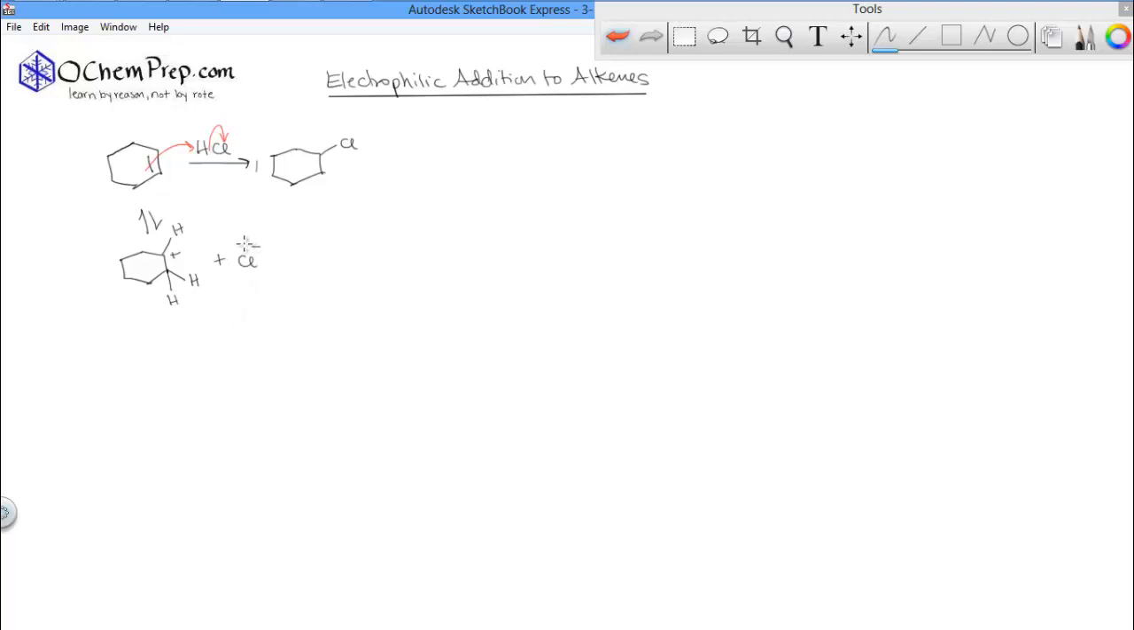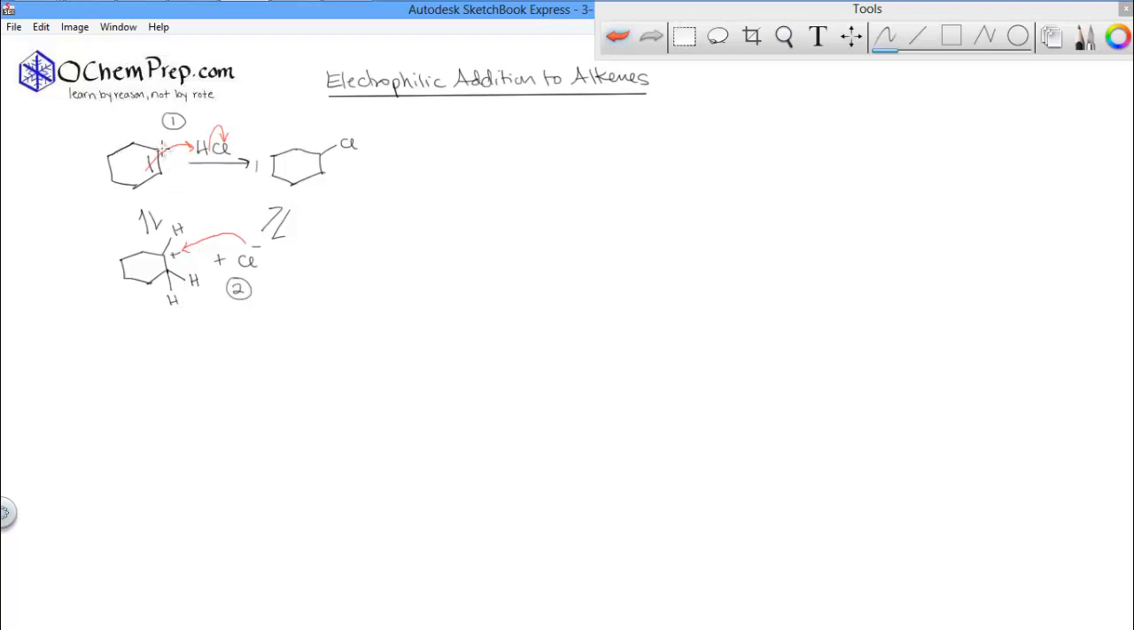Now the next arrow links the chloride minus with the carbocation plus. This is a nucleophilic attack. And that completes the mechanism. Just a two-step mechanism where the pi bond breaks and goes toward the electrophile and the chloride makes the new bond.